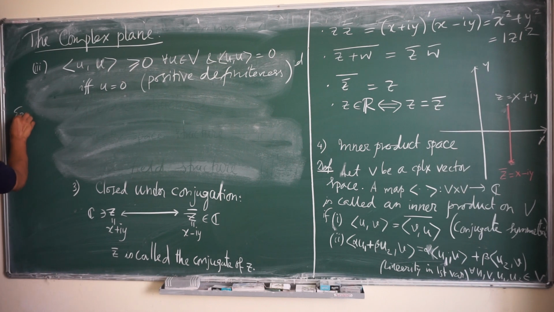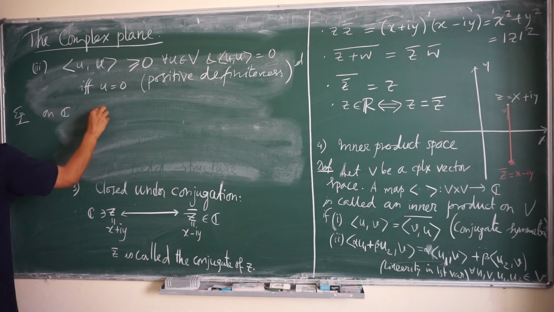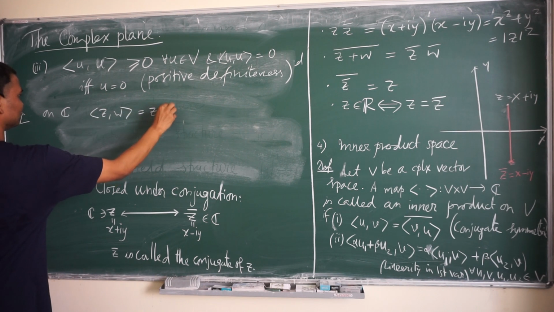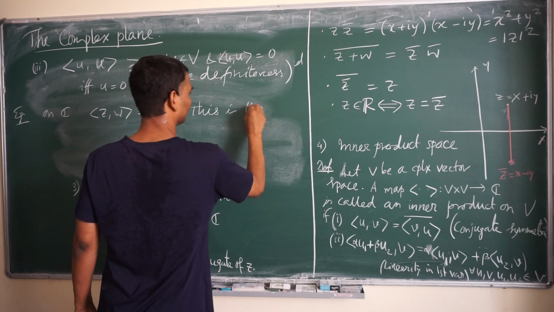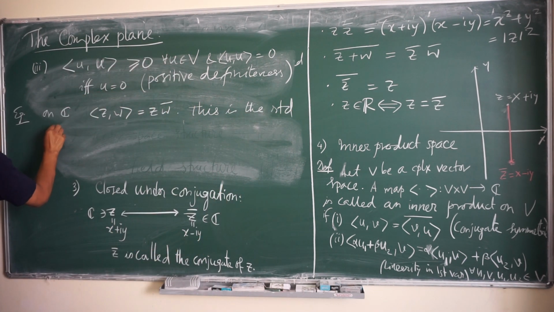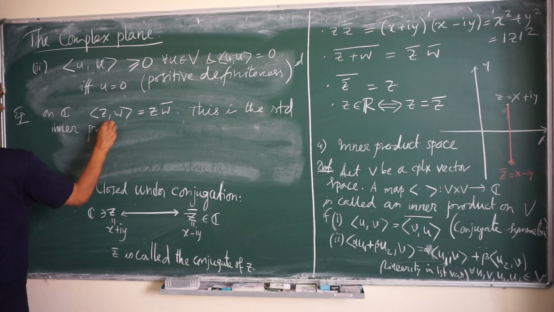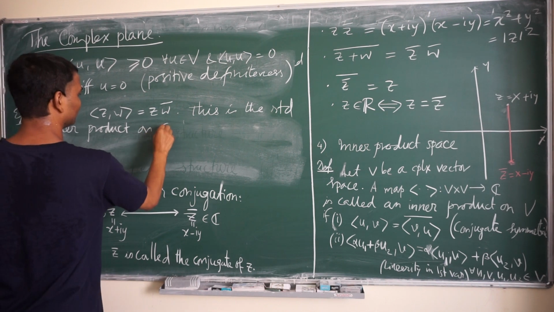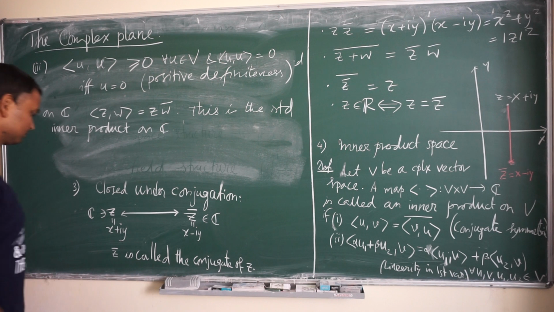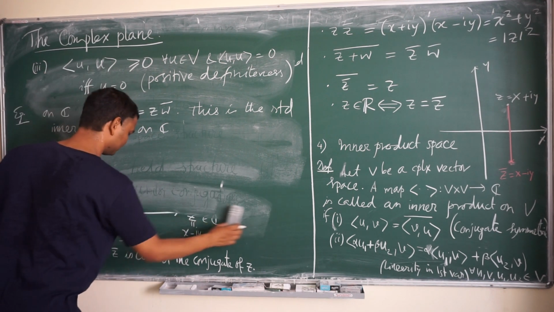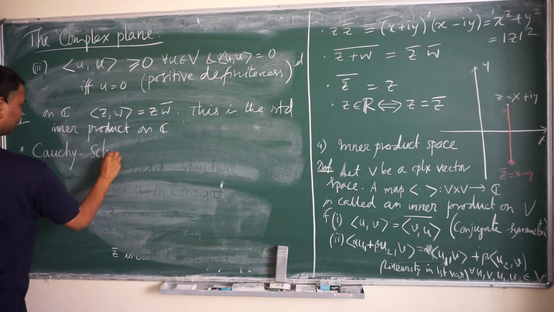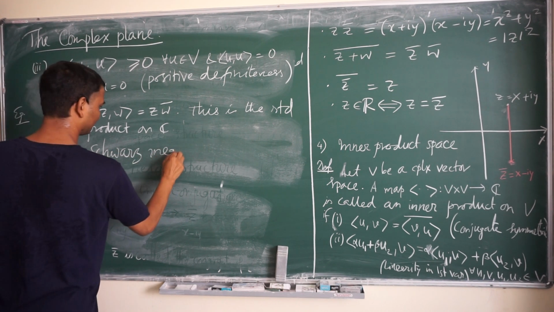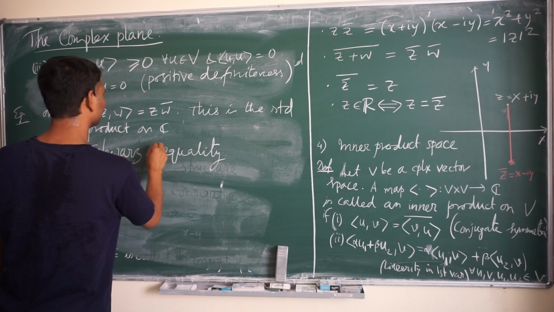Example: on C you have z w bar, and this is the standard inner product on C that we will be considering in this course. Now let's look at another thing, the Cauchy-Schwarz inequality, which most of you know.